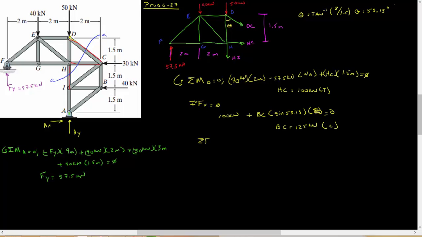And then I sum my forces in the Y. The only thing I have left is my HI here. So if I sum my forces in the Y, I get 57.5 kilonewtons, which was here, minus 40 kilonewtons, minus 50 kilonewtons, minus HI, minus 125 kilonewtons times the cosine of 53.13 is all equal to 0. So we say HI is equal to 42.5 kilonewtons, and that is in tension.